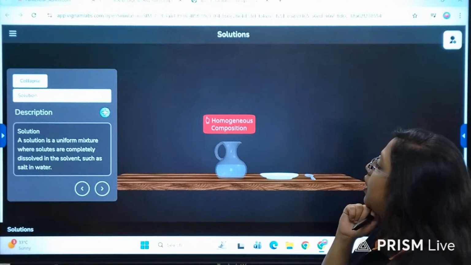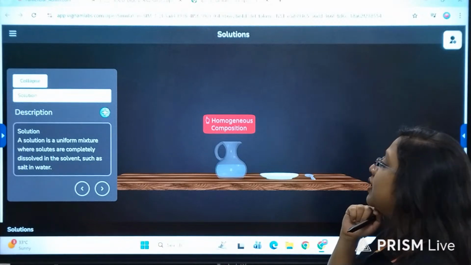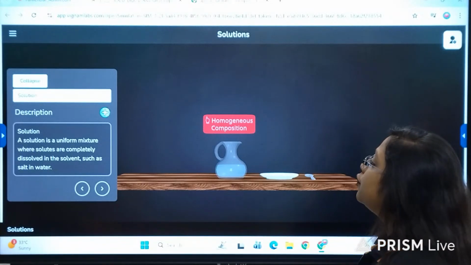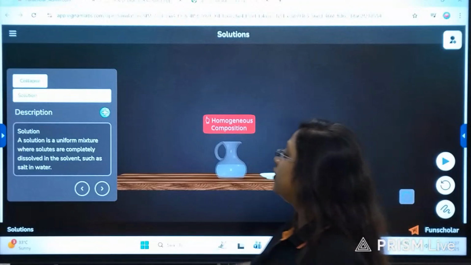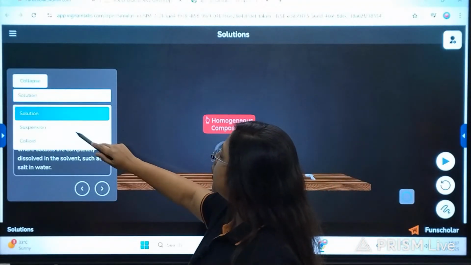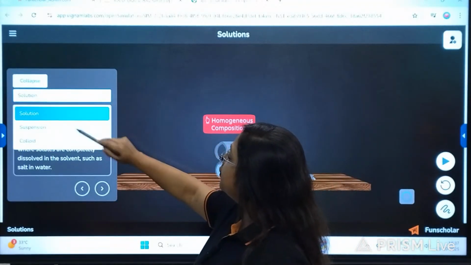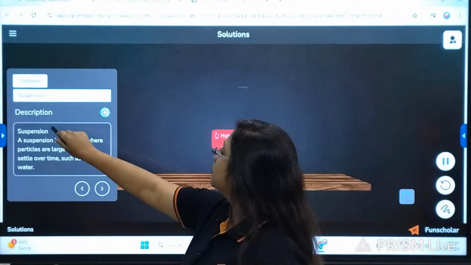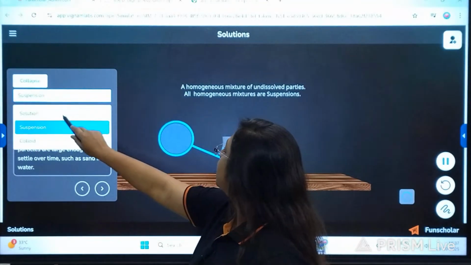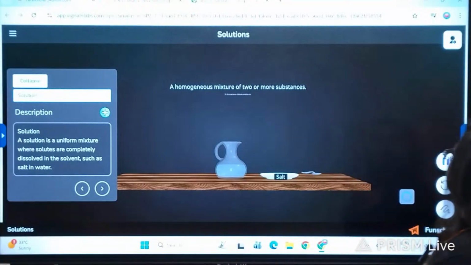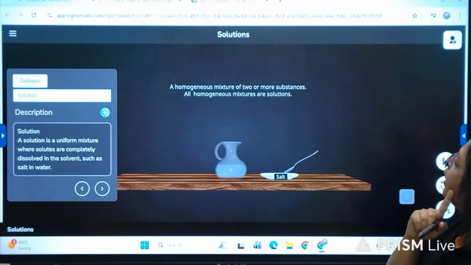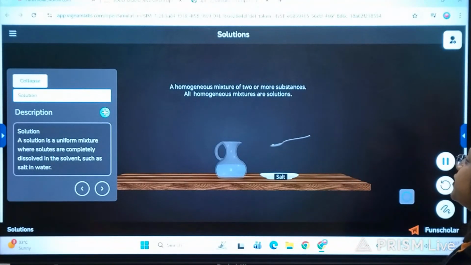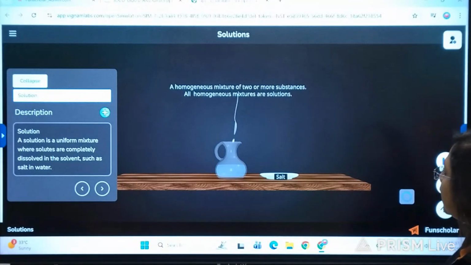So here, what is a solution? A solution is a uniform mixture where solutes are completely dissolved in a solvent, such as salt in water. Okay. First, let's watch it. A homogeneous mixture of two or more substances. All homogeneous mixtures are solutions.